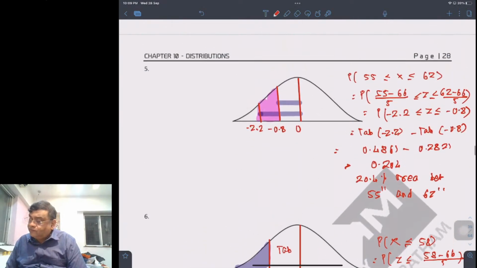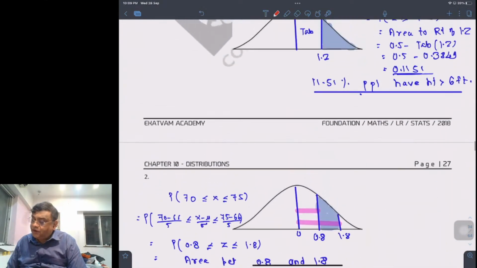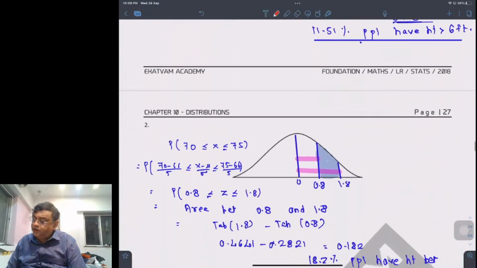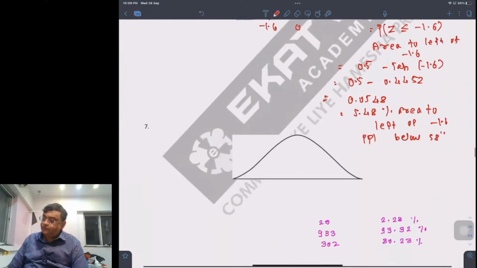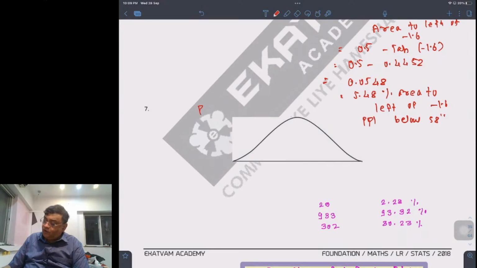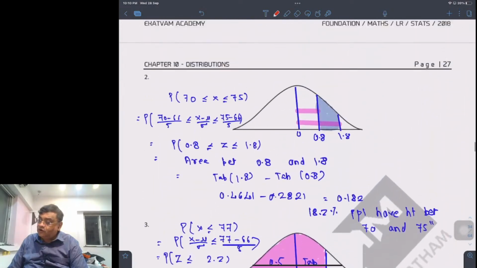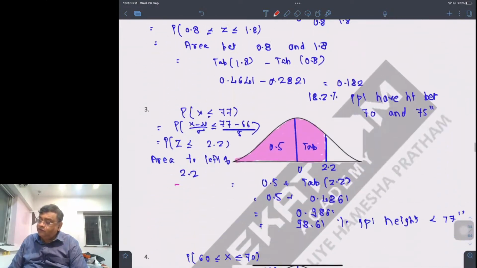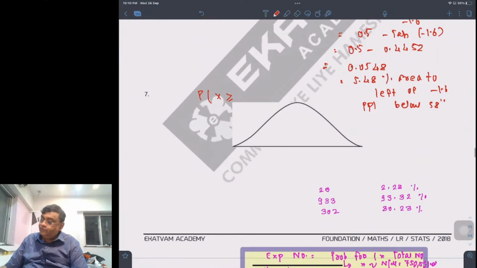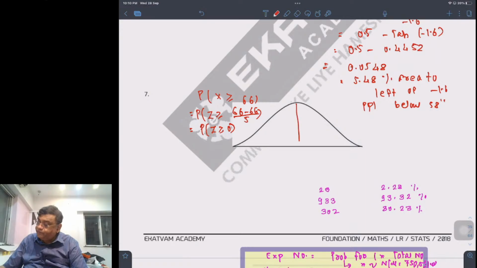I then consider the last part perhaps, and that is the 7th part. Now 7th part is greater than 66 inches. So what you want is probability of x is greater than 66 inches. So greater than 66 means probability of z is greater than or equal to 66 minus 66, that divided by 5. So it is probability of z is greater than or equal to 0.